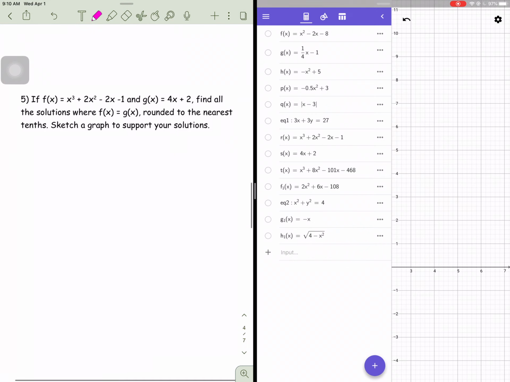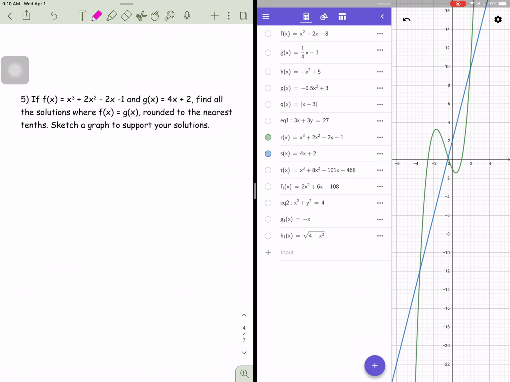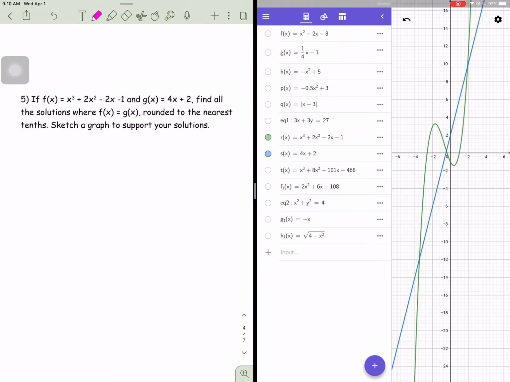Number 5, if f of x equals x cubed plus 2x squared minus 2x minus 1 and g of x equals 4x plus 2, find all the solutions. So let's see, we got the x cubed and 4x plus 2. All solutions, well, it looks like actually there are 3. So be careful here. If you don't zoom out enough, you won't see them all. So we got, let's see, to the nearest 10th. So sketch a graph to support your solutions. We'll do that at the end. Find all the solutions where f of x equals g of x rounded to the nearest 10th. So they're just looking for the x values.